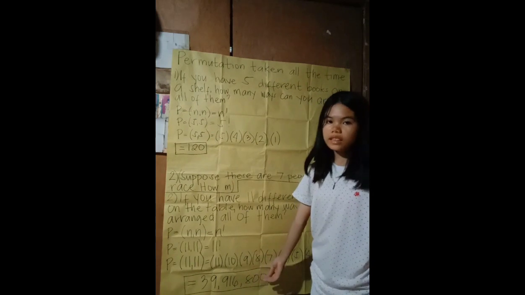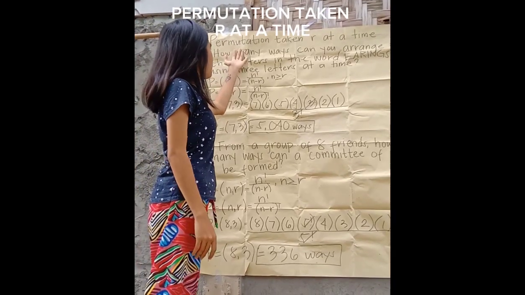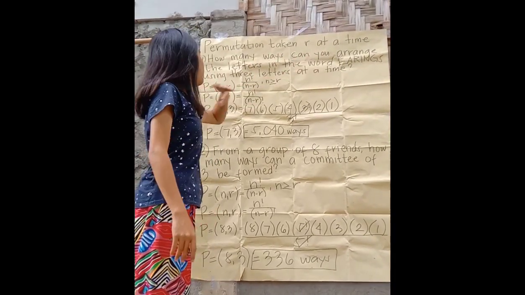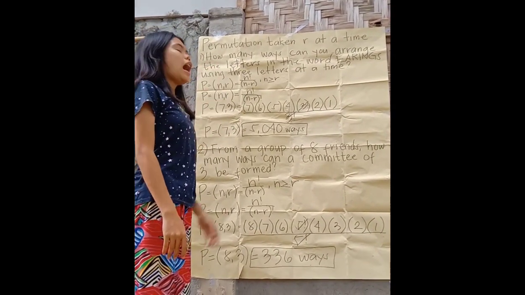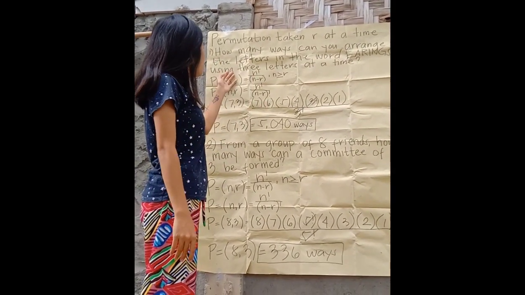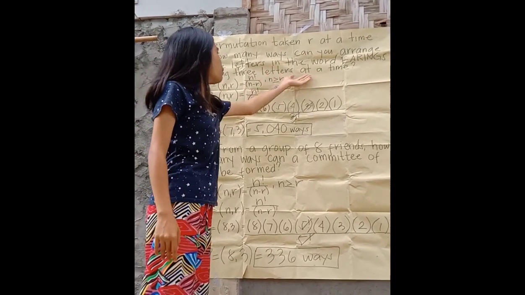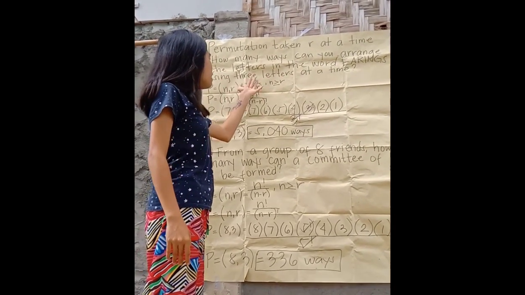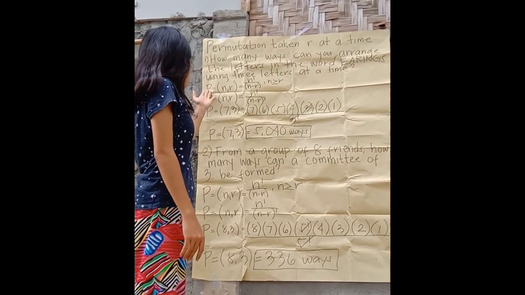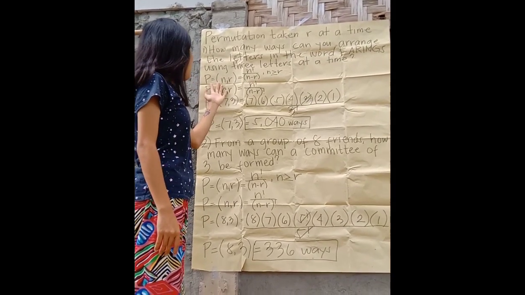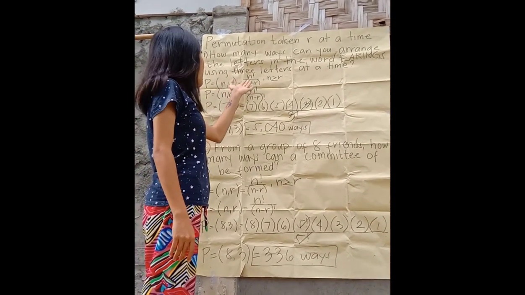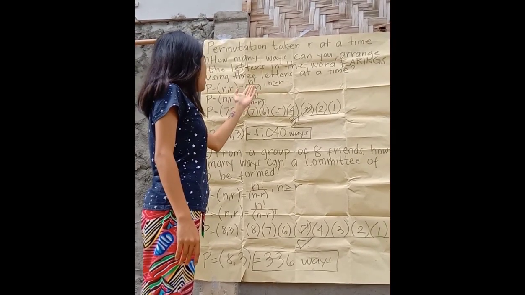So, the answer is 39,916,800. Going to discuss permutation taken r at a time. Problem number 1. How many ways can you arrange the letters in the word earrings using 3 letters at a time? P(n, r) equals n factorial over n minus r factorial.